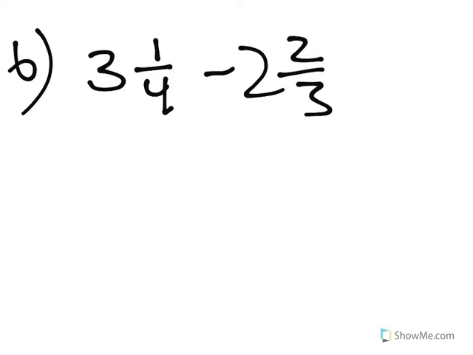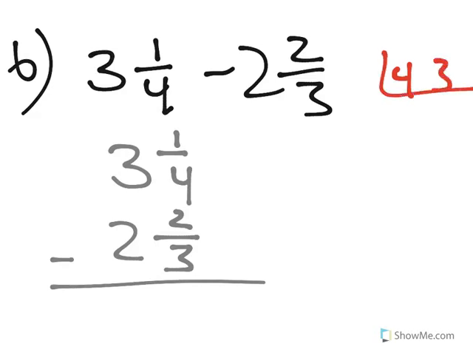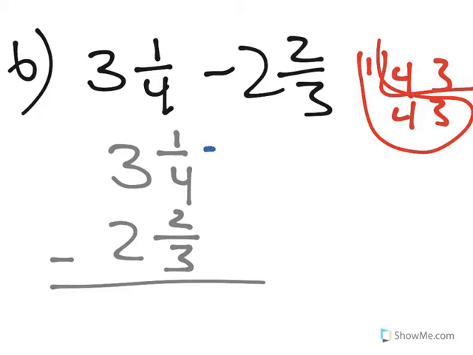Okay, number 6 was subtracting, and you're going to have to rename on this one. So this one's a little bit more difficult. But again, I still need a common denominator. So when I put it in my sled, nothing goes into 4 and 3 but 1. So when I multiply 1 times 4 times 3, I get 12. So I'm going to use a denominator of 12.